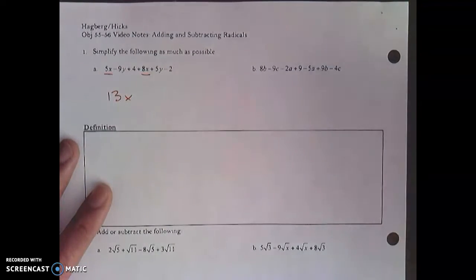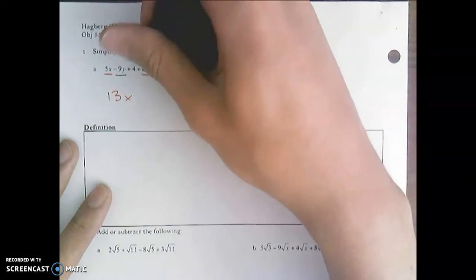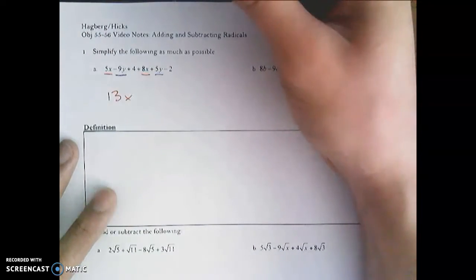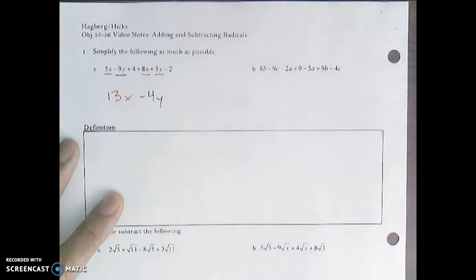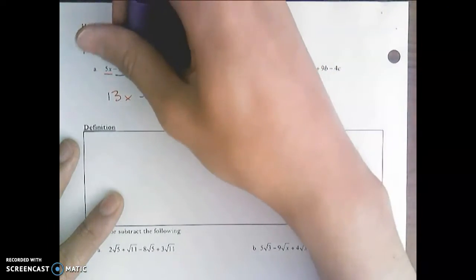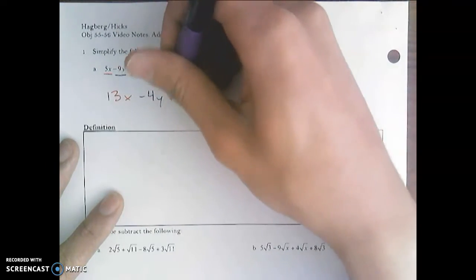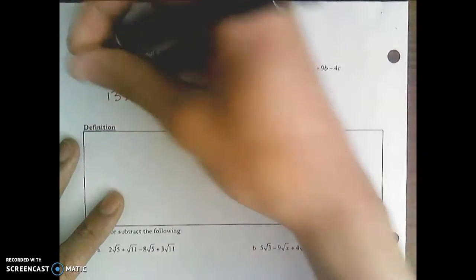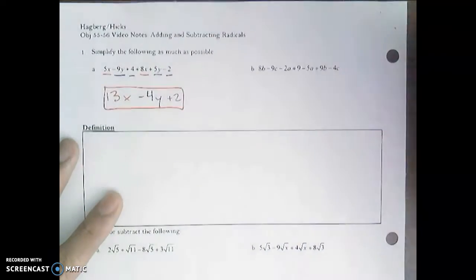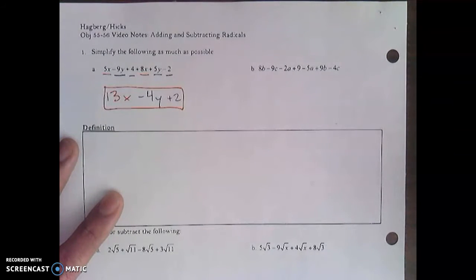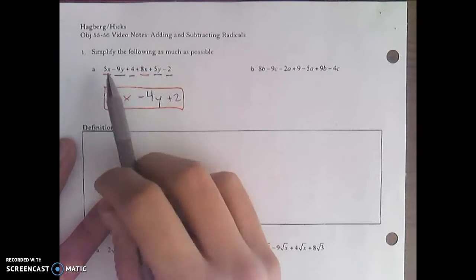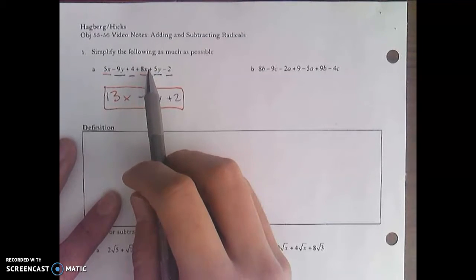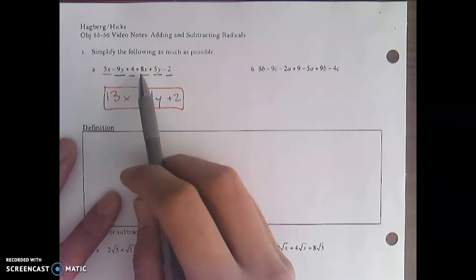Moving on to our next term, we have a negative 9y and a positive 5y. When we add those up, we have a negative 4y. And then we've got a positive 4 and a negative 2 gives us a positive 2. So this is our final solution here when we simplify this expression. Again, we look for the same variable and the same exponent, so all of these have exponent 1. And then we add the coefficients.